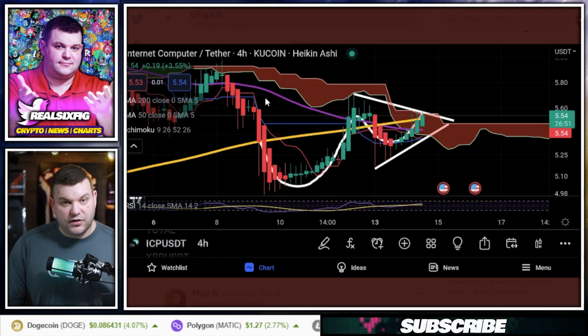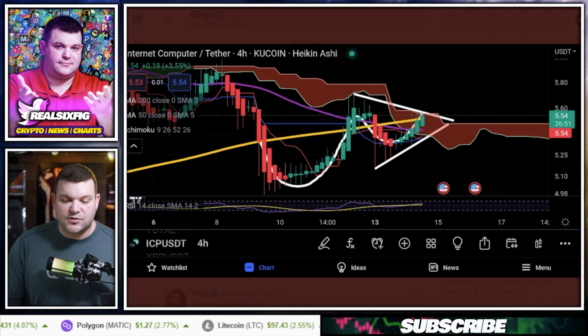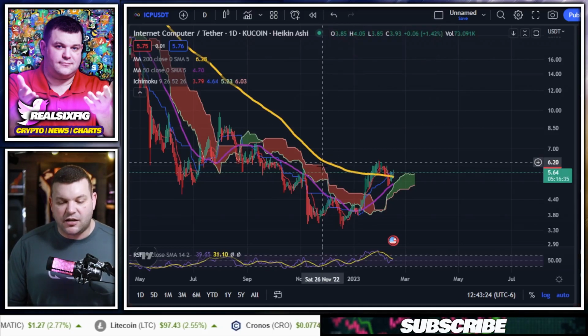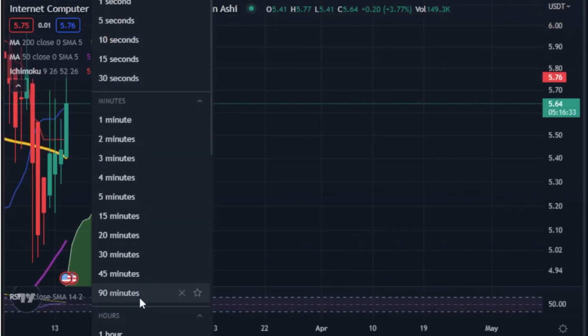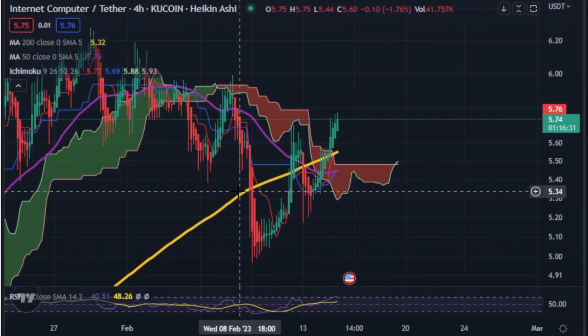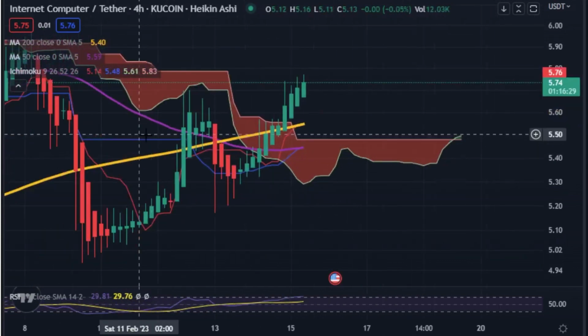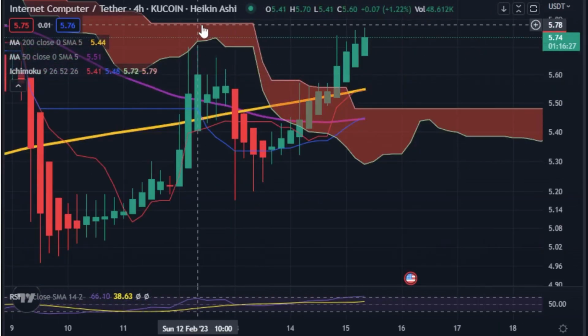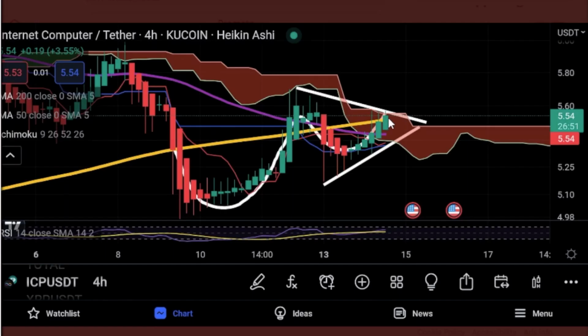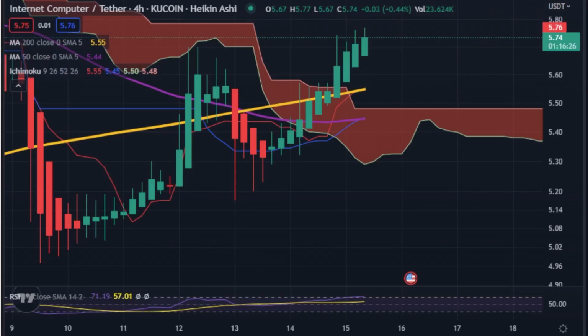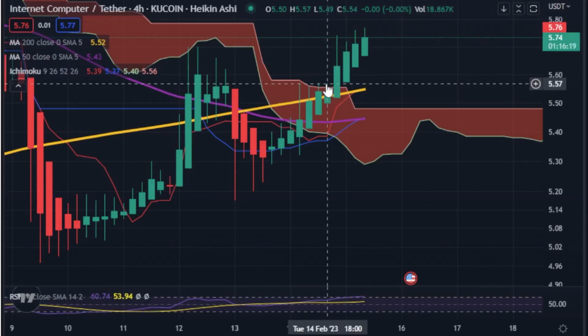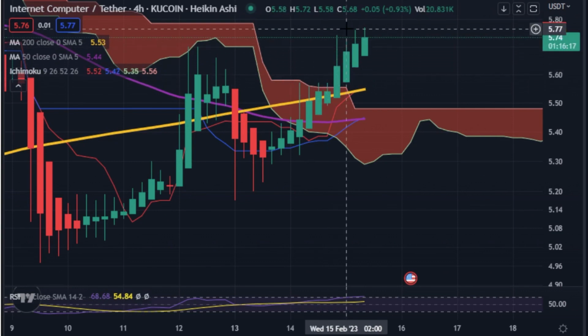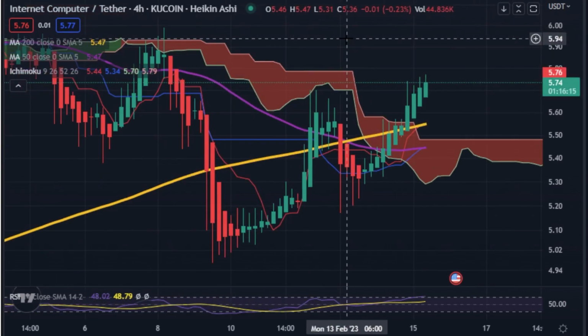But this was the post I made yesterday. I said, hey guys, we've got a nice baby cup and handle on the 4-hour chart. Let's zoom in on that 4-hour chart and see what happens. So you can see that when I made this post, this wick on the 4-hour chart was just cresting the upper part of the Ichimoku cloud right in here, and we've got a nice bump in price.